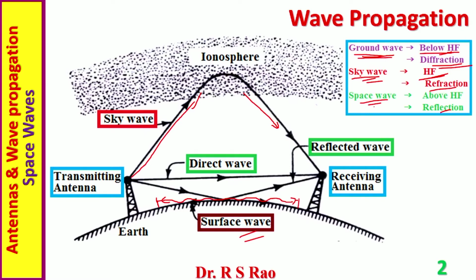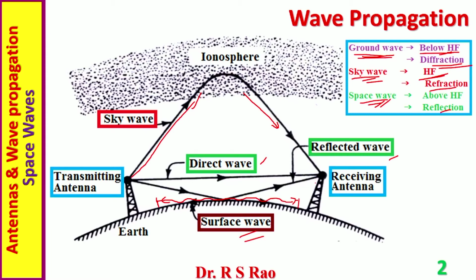Now we move to the third mode of wave propagation, space wave. Here are shown two waves, direct wave and reflected wave. These two are part of the space wave link. Direct wave straight away travels and reaches the receiving antenna, whereas the reflected wave hits the ground surface, gets reflected from it, and then reaches the receiving antenna. The signal at the receiving antenna is therefore the vector sum of signal strength due to direct wave plus signal strength due to reflected wave.